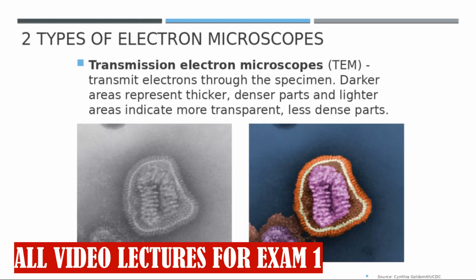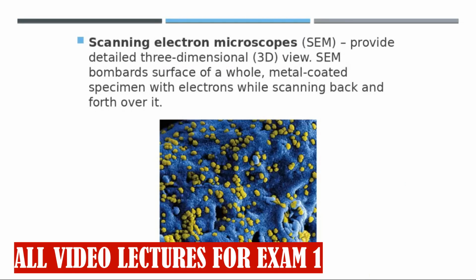There are two types of electron microscope. The first one is called the transmission electron microscope, or TEM. This gives us a regular 2D object, regular two-dimensional. The second one is the scanning electron microscope, or SEM, and this is the one that can give us a 3D object. The object is really cool, looking like a real three-dimensional object.